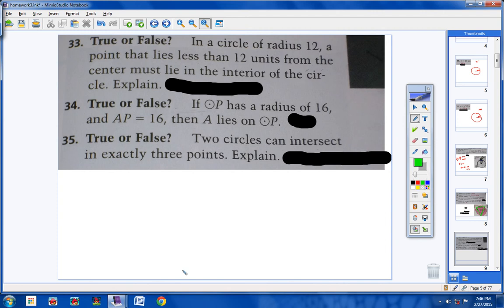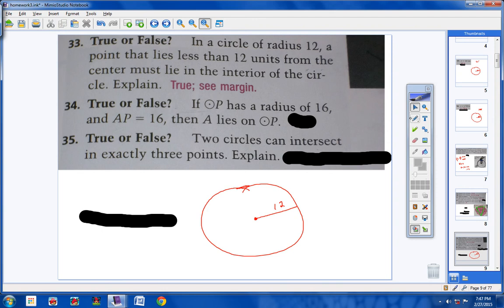Alright, moving on. Number 33. In a circle of radius 12, a point that lies less than 12 units from the center must lie in the interior. Well, let's see. Here's a circle. Here's a radius of 12. Any point that's less than 12 from the center is going to be inside the circle. Any point that's greater than 12 units from the center of the circle would be on the outside of the circle. Any point that's exactly 12 units from the center is going to lie right on the circle. So a point that lies less than 12 units from the center must lie on the interior. That is totally true.